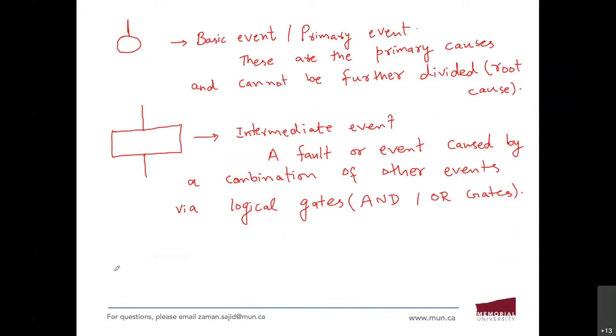Now for the top event, the symbol that we use is this one. This is rectangular, and this is used for the top event. Or I can say this is used for the undesired event. Just keep in mind that fault tree analysis, FTA, is used to identify the failure of the system, not the success. Folks, I need to go to the next.